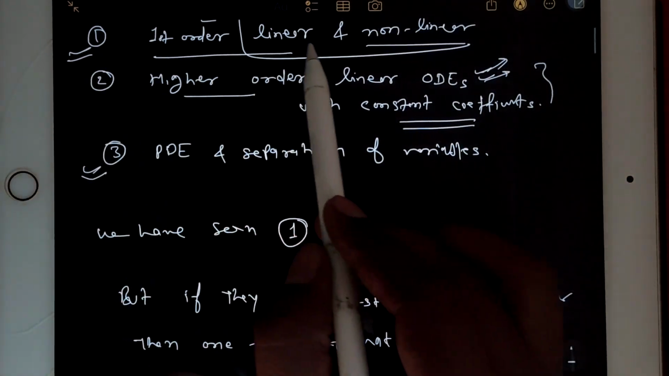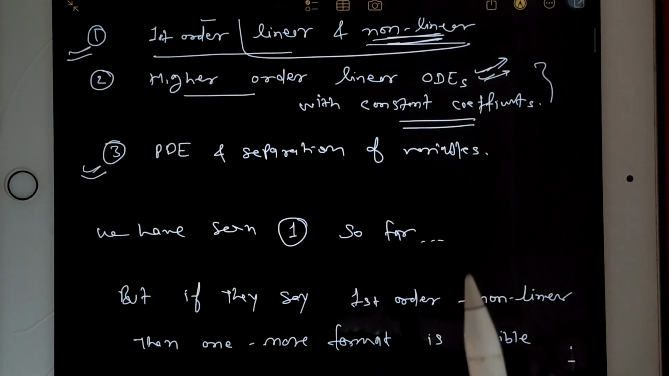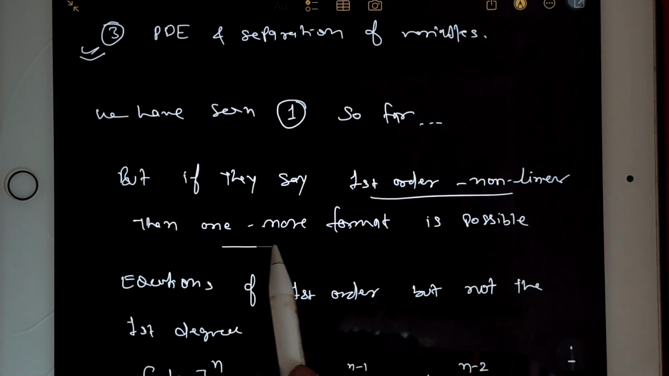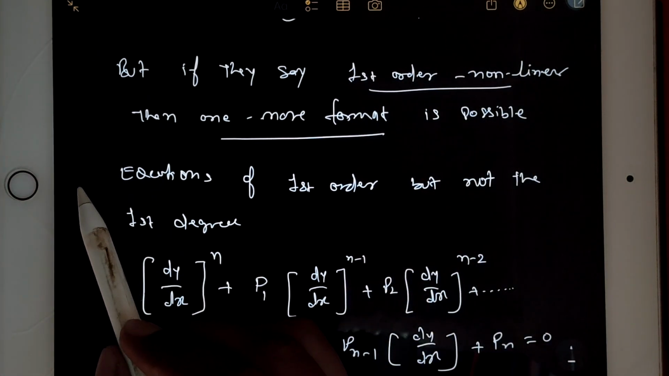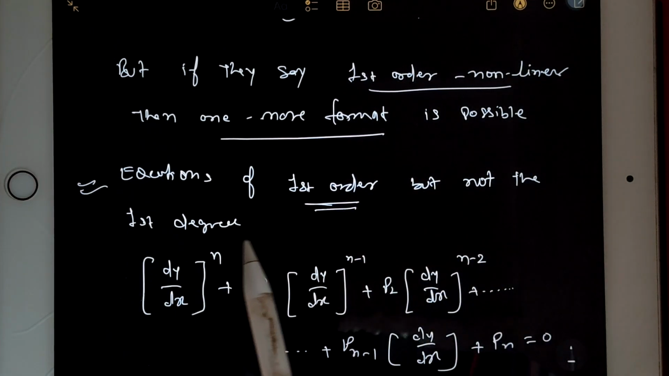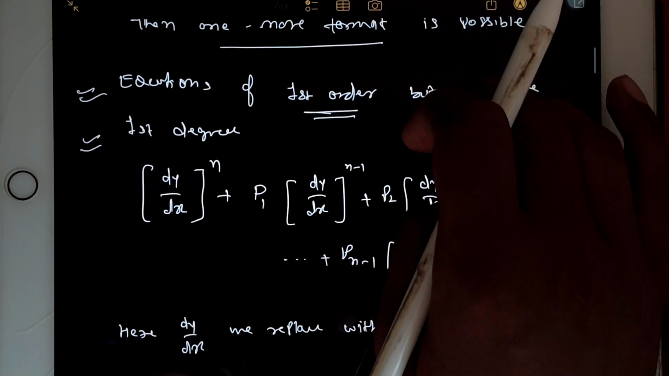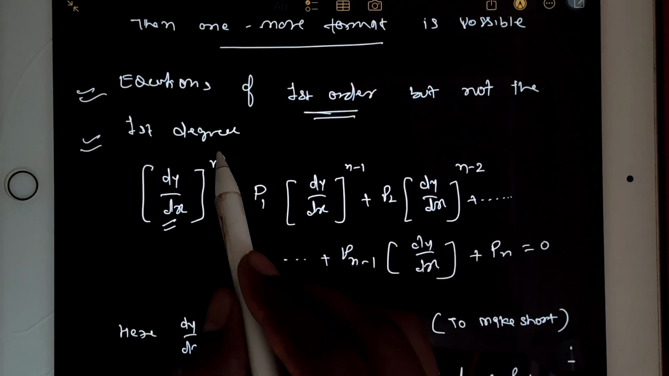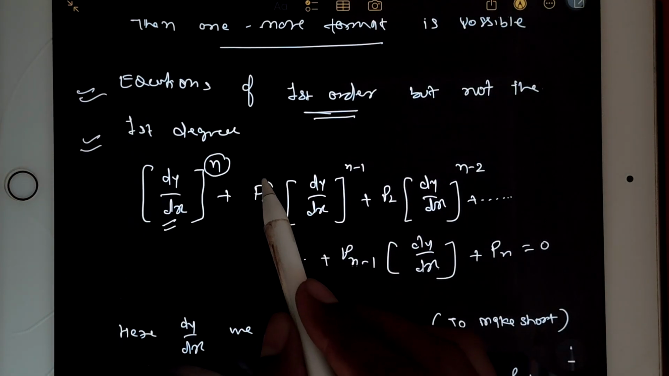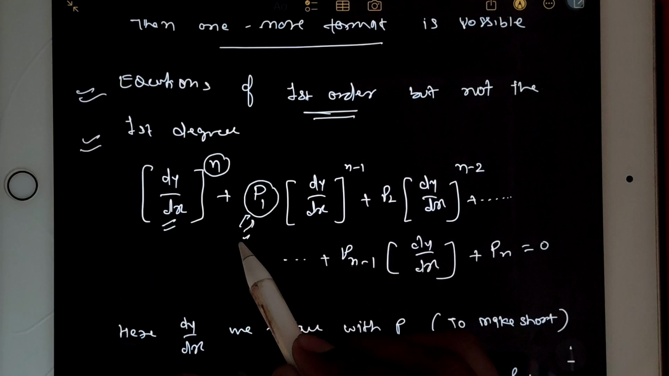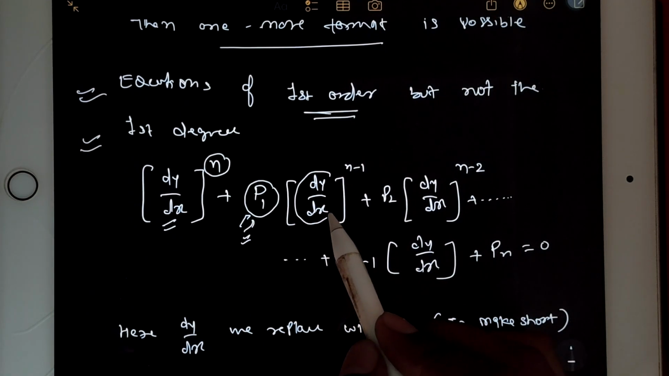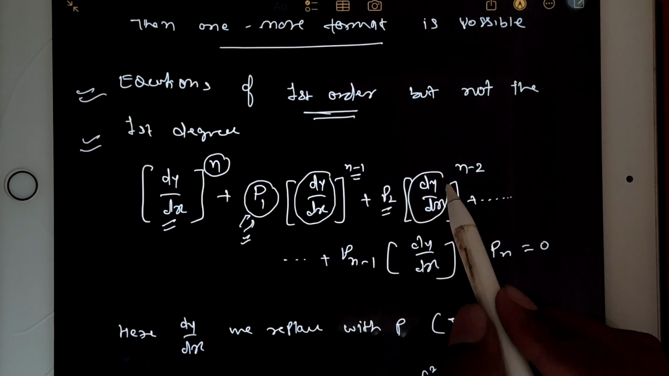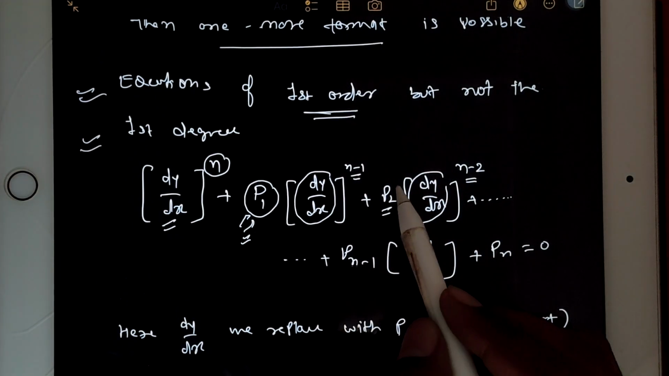the first one, first order non-linear, can have one more format. If we say first order non-linear, then one more format is possible, and that format is equations of first order but not of first degree. They will look like this: dy by dx, of course first order, but here the degree can be something, and then something can be multiplied here. This can be a function of x or y, and here again dy by dx and minus 1. Here again xy dy by dx and minus 2. Okay, this can be a function.